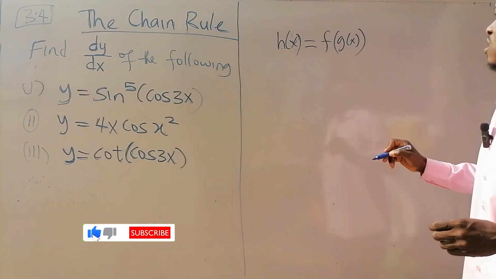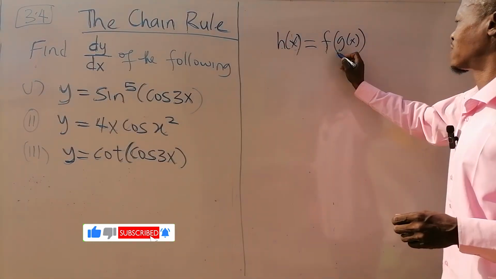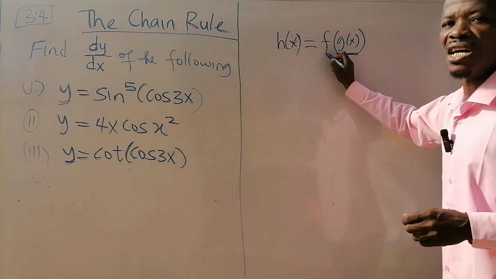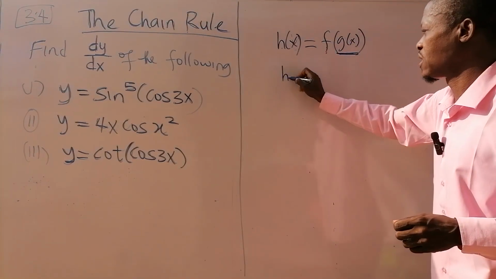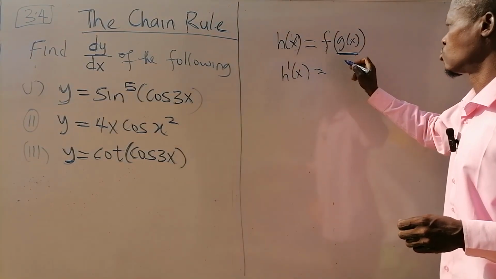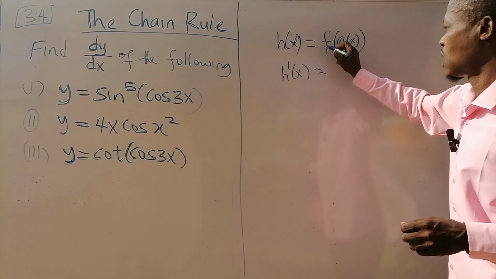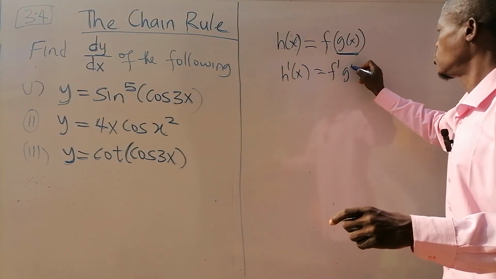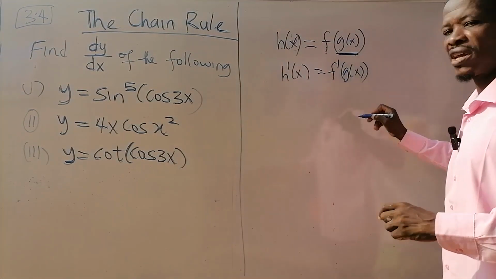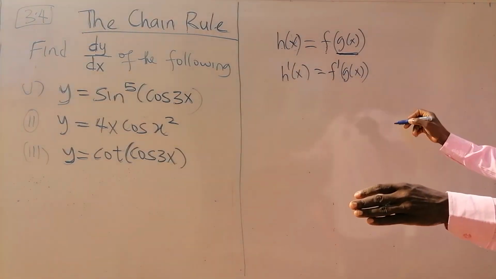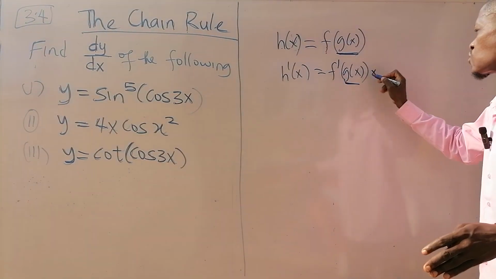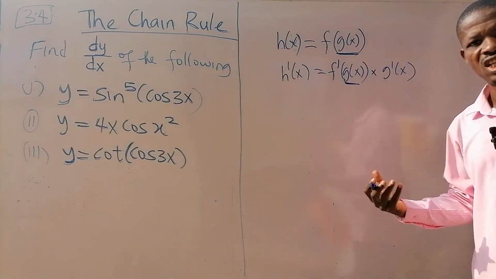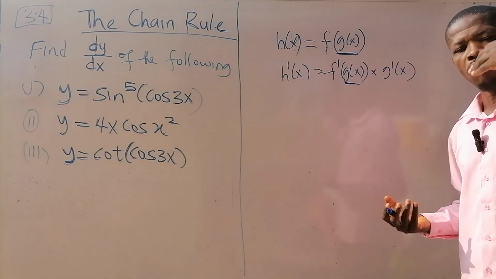What this means is that you have f and it has an inner function. This is your inner function, and this is the outer function. The derivative of this will be equal to, you differentiate the outer function, that will be f prime of g of x, where g of x is just the inner function, and then times the derivative of the inner function, g prime of x. And that's about chain rule. It is a function of a function.